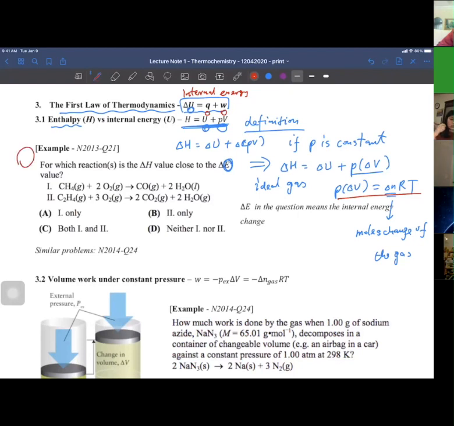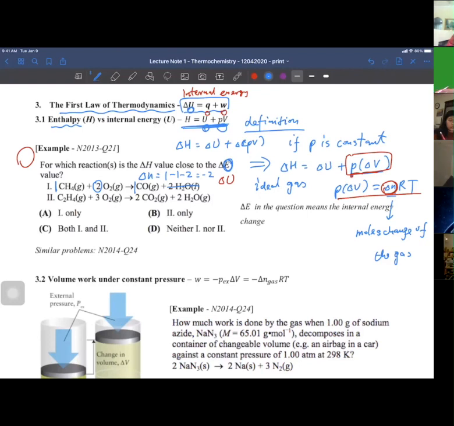So now let's have a look at this question. For which reaction is the delta H value close to the delta E value? Let's change this into delta U, the internal energy change. So basically it's asking which option has the minimum P delta V, right? In other words, which one has the smallest delta n regarding the gas change. So if we look at 1, this one is 1 mole of gas reacting with 2 moles of gas, producing 1 plus this liquid. So the delta n here will be 1 minus 2, which is -2.